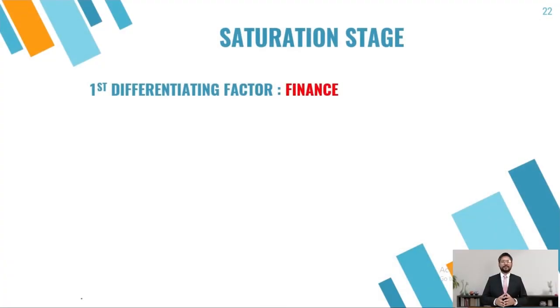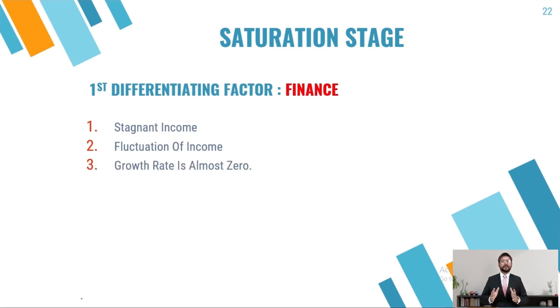Let's see the first differentiating factor, the finance. In the saturation stage, your finances get stagnant. Your income fluctuates like it does in the growth stage, but the growth rate is almost zero. Your income fluctuates in the same range. For example, if it's in the range between 100 to 120, it will hardly increase or decrease.